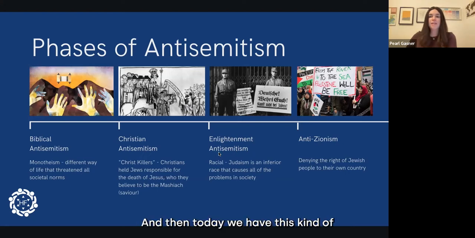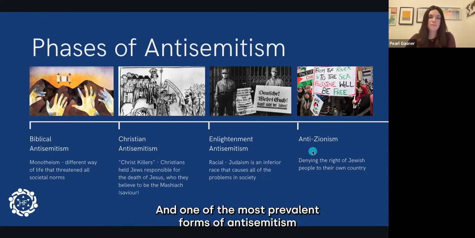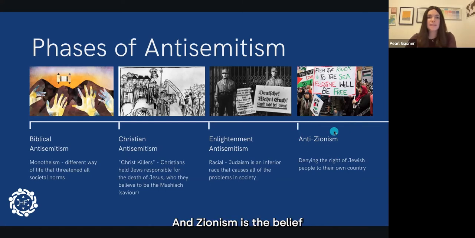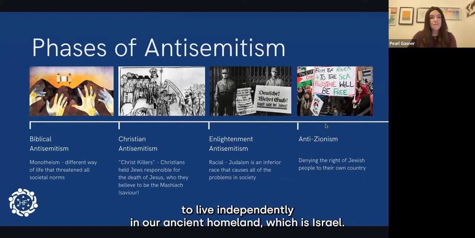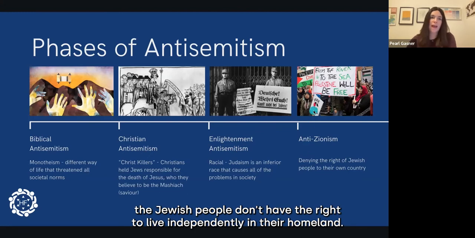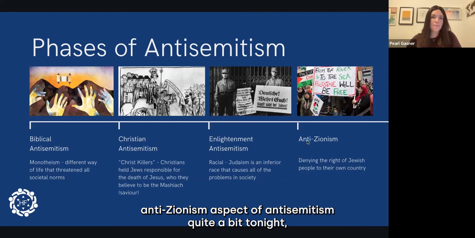And then today, anti-Semitism has morphed again. One of the most prevalent forms of anti-Semitism that we see today is what we call anti-Zionism. Zionism is the belief in, or support for, the Jewish people's right to live independently in our ancient homeland, which is Israel. Anti-Zionism is being opposed to that, saying the Jewish people don't have the right to live independently in their homeland. We're going to discuss this anti-Zionism aspect of anti-Semitism quite a bit tonight.